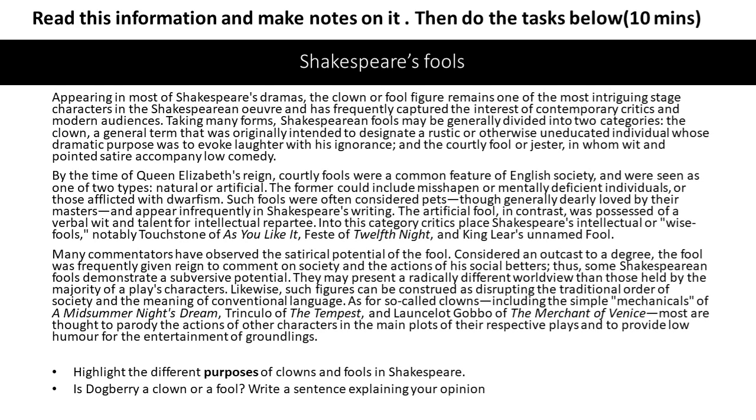The former could include misshapen or mentally deficient individuals, or those afflicted with dwarfism. Such fools were often considered pets, though dearly loved by their masters, and appear infrequently in Shakespeare's writing. The artificial fool, in contrast, was possessed of a verbal wit and talent for intellectual repartee. Into this category, critics place Shakespeare's intellectual or wise fools, notably Touchstone of As You Like It, Feste in Twelfth Night, and King Lear's unnamed fool.